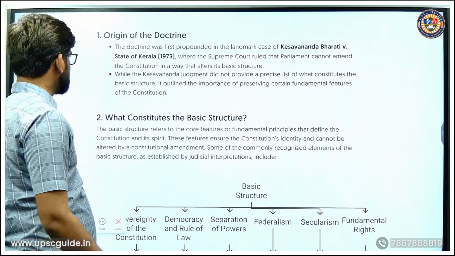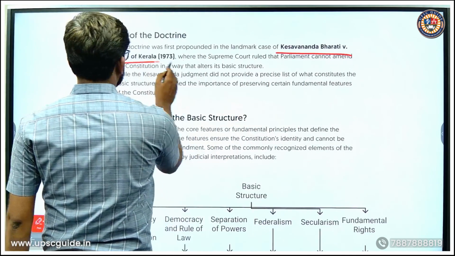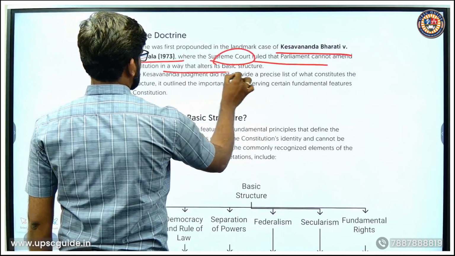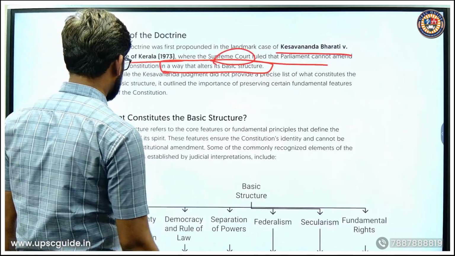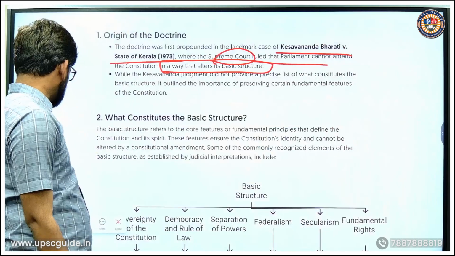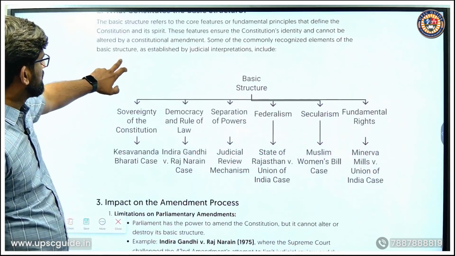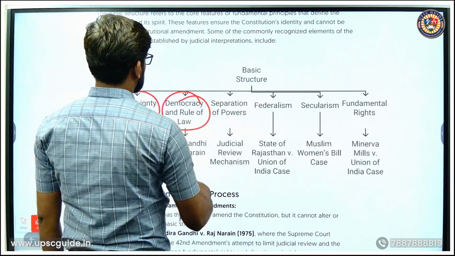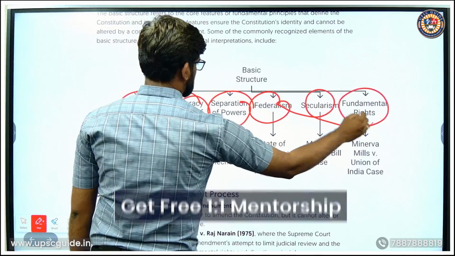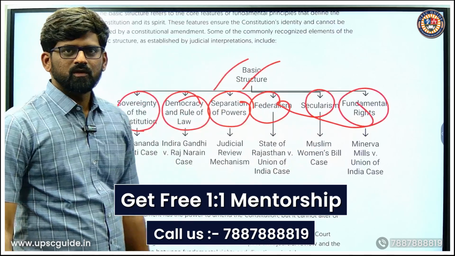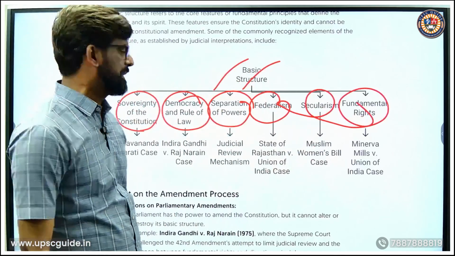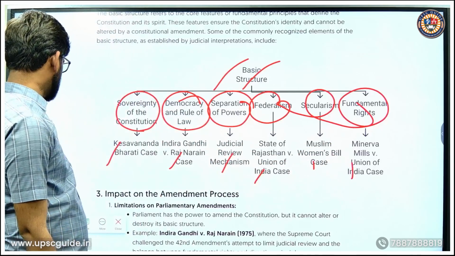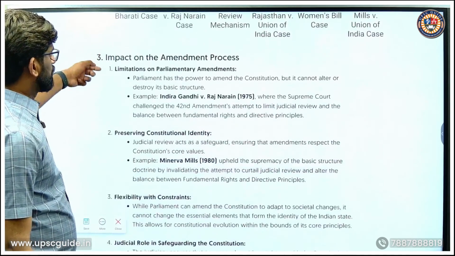Okay, in the body you can write down the origin. We know that in Kesavananda Bharati, one of the most important judgments in India's political and judicial history, the Supreme Court ruled that Parliament cannot amend the Constitution in a way that alters the basic features or basic structure. Then we can mention some of the basic structures that over the years the Supreme Court has identified: the supremacy of the Constitution, democracy and rule of law, separation of powers, federalism, secularism, fundamental rights. We can mention some of the basic features of the basic structure doctrine and, if possible, not necessary, one or two cases can also be written here.